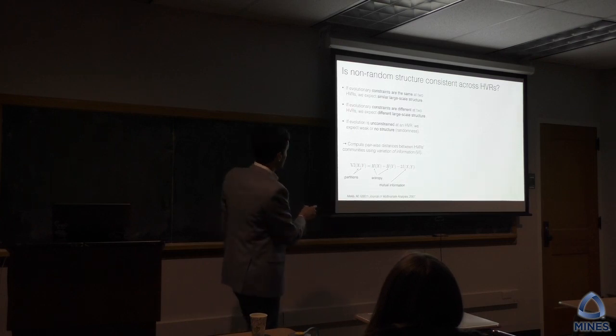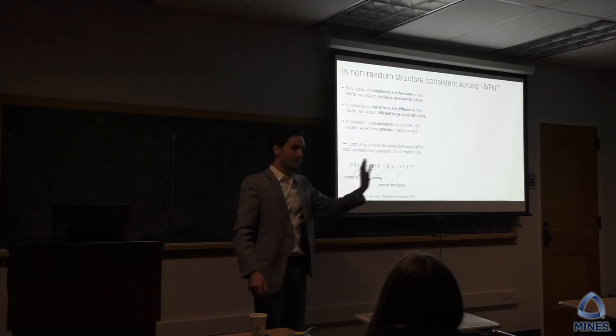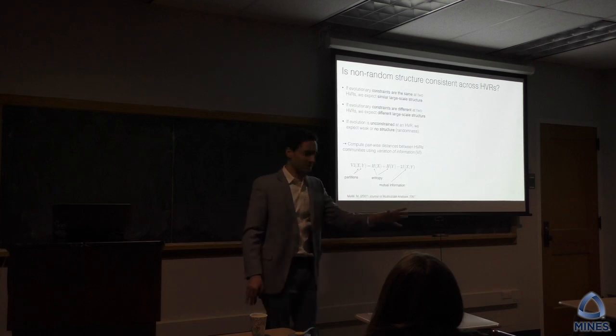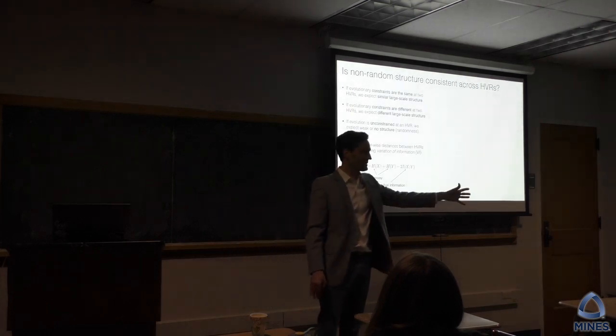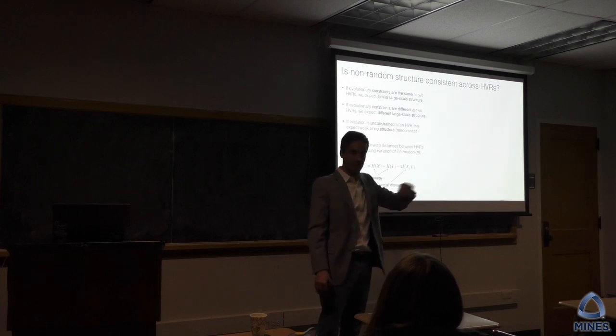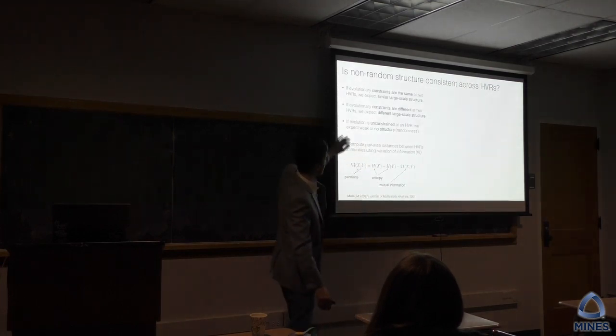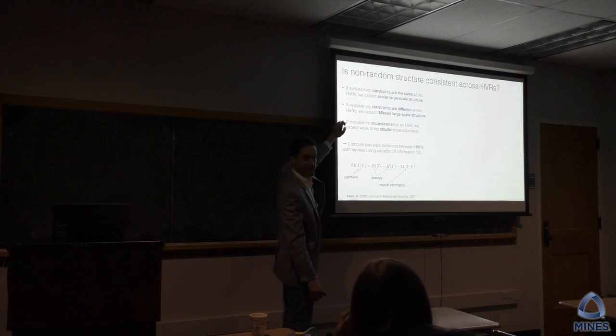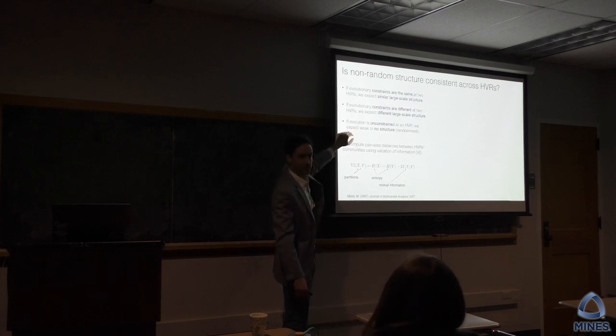On the other hand, if there are evolutionary constraints that are different at two highly variable regions, we expect different large-scale structures. So yes, we see community structure in one highly variable region, and yes, we see it at the next and the next, but those structures are different from each other. And finally, if the evolution is unconstrained at a highly variable region, we expect weak or basically no structure. We expect that network to be better modeled by a random graph than something with blocks.